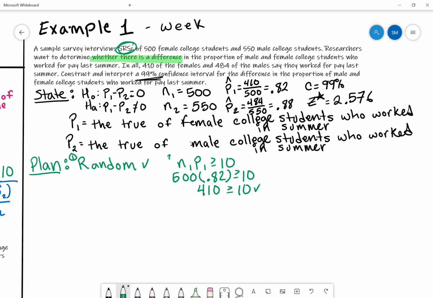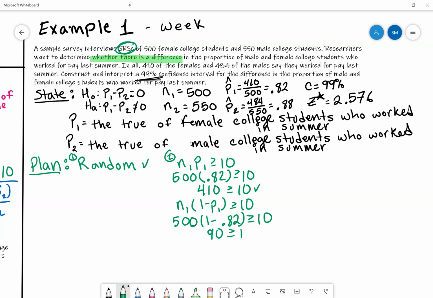That's the first step. This is the second step. We also need to do n sub 1 times 1 minus p sub 1 greater than or equal to 10. So 500 times 1 minus 0.82. We want to know, is that greater than or equal to 10? And it is 90.